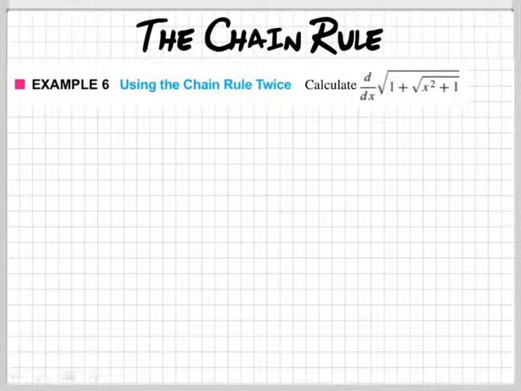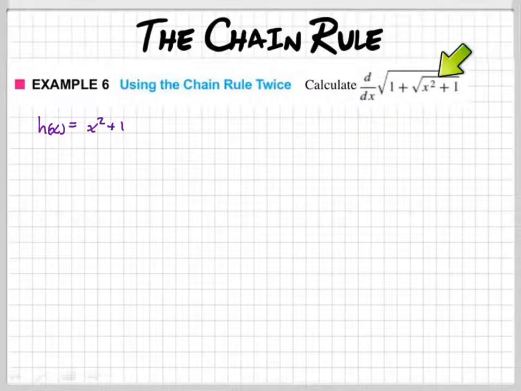In this case, our most inside function, we're going to call h. Our most inside function is x squared plus 1. That's the stuff that is happening to x on the very inside. And then the next inside function would be g of x, and in this case, it's just radical x. Wait, is that right? No, it's 1 plus radical x.